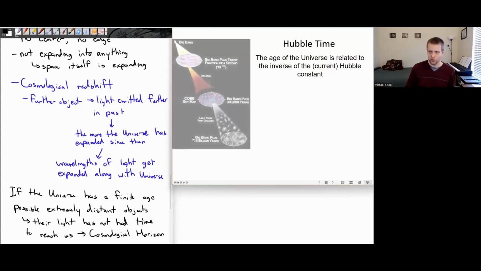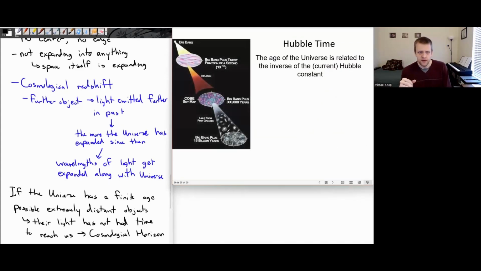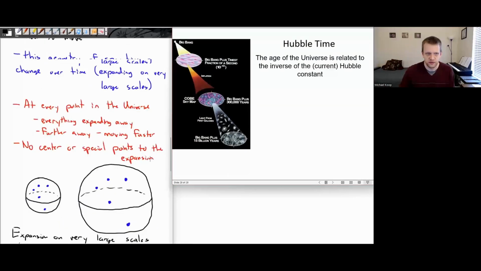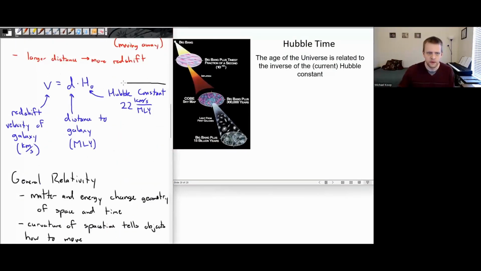One last thing that I want to mention. This Hubble constant that we talked about right here has these weird units, kilometers per second per million light years. Well, kilometers and millions of light years are both distances. So if we give those the same units, we can actually get those units to cancel out, and we're left with 1 over seconds. Kind of a weird unit for this Hubble constant.